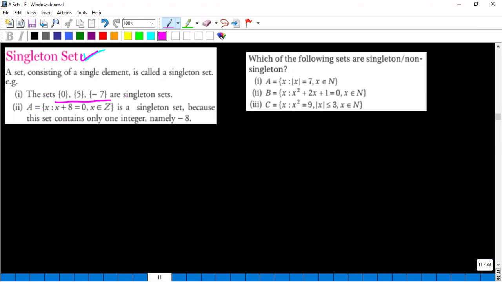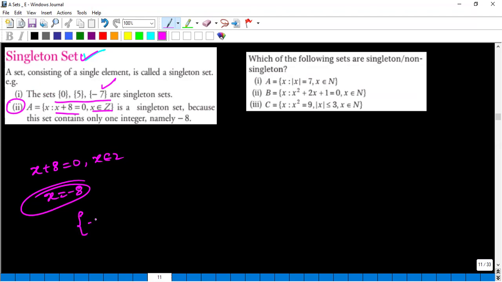One example you can see. Second example, A belongs to x such that x plus 8 equals 0 and x belongs to Z. Let us solve it. What is the meaning of this? Z means x is an integer. If you solve this, what will you get? x equals minus 8. That means in the place of x, you can take only one number where you will get 0. So the set will be {minus 8}. And we know minus 8 belongs to integers.